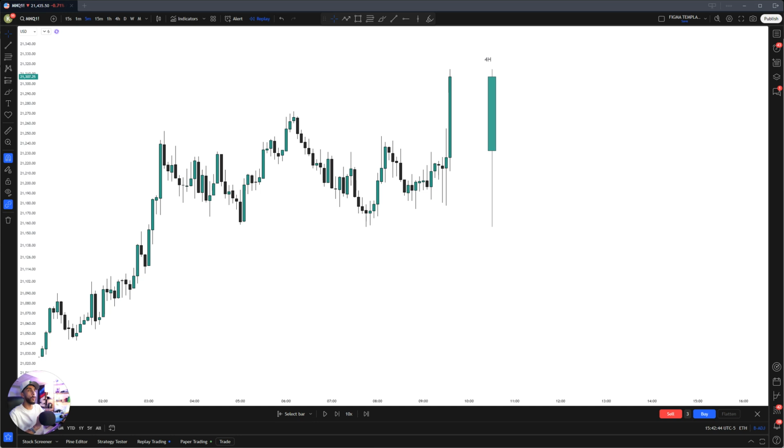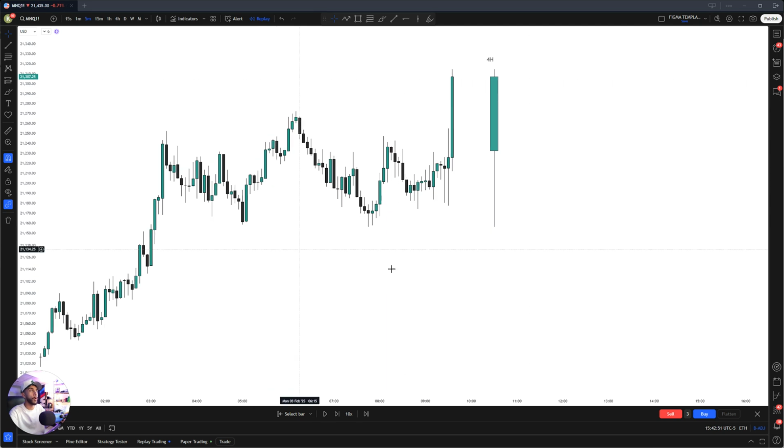Now, we're going to tie in all the concepts that we have gone through here together for the past few days, and we're going to take a look at this chart. So let's get right into it.